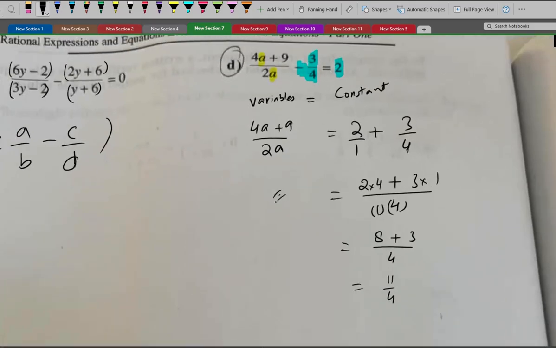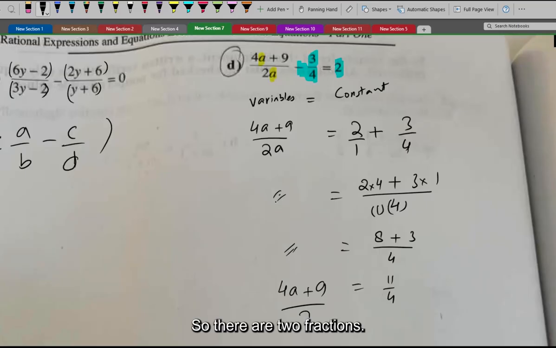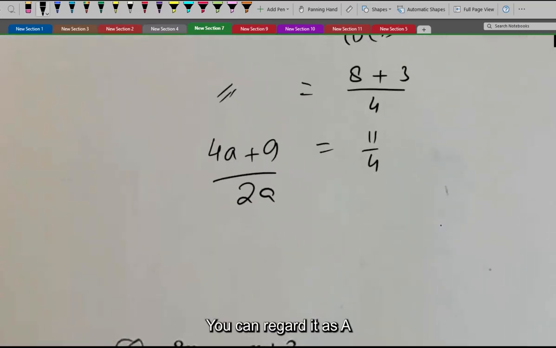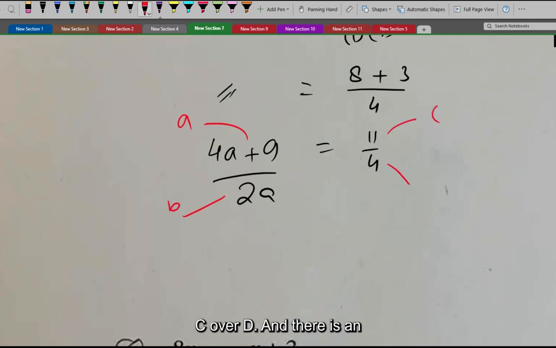So I'm putting the ditto sign here. So 4a plus 9 over 2a. So there are two fractions. You can regard it as A over B equal to C over D, and there is an equality sign between two fractions. So what do you think?